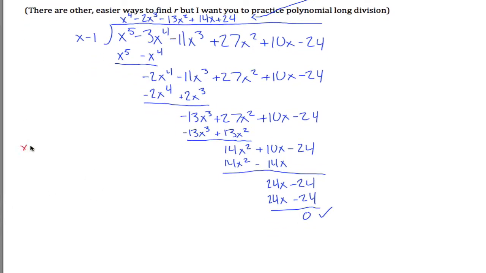x plus 1 divided into x to the 4th minus 2x cubed minus 13x squared plus 14x plus 24. To get rid of this x to the 4th, I need an x cubed here. x cubed times x is x to the 4th. x cubed times 1 is positive 1x cubed. Subtract. Cancel out. Negative 2 minus 1 is negative 3.